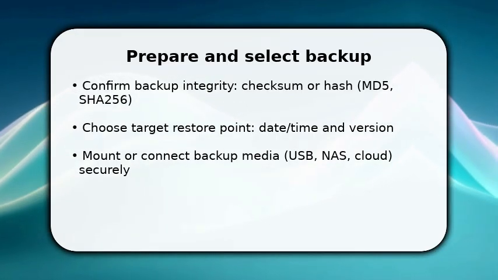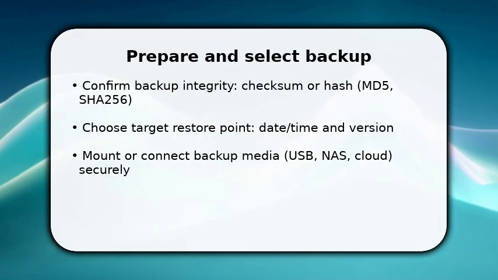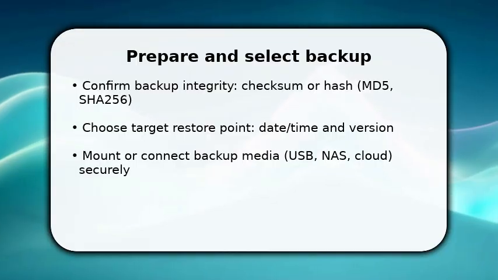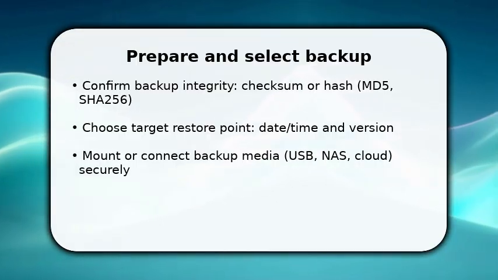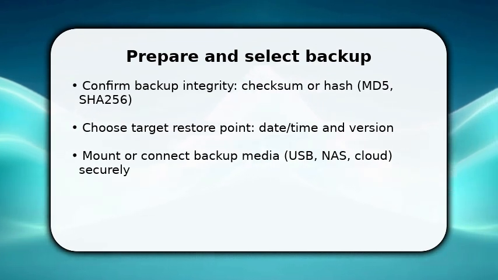Next, connect or mount the backup target, USB, NAS, or cloud volume, and ensure permissions and network access are active. Do this now so the system can read the files. Make sure to note any encryption keys or passwords required before proceeding to the restore steps.